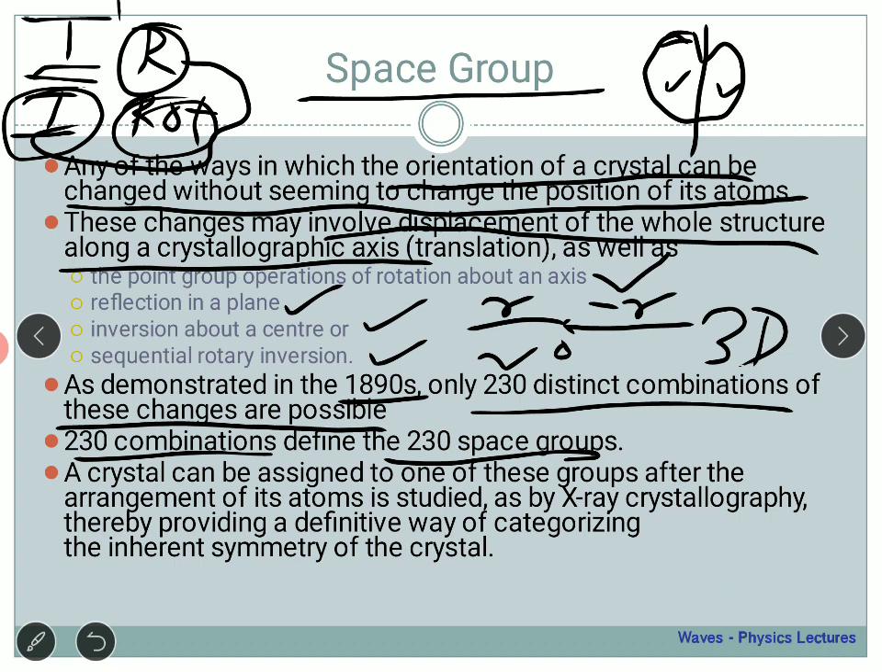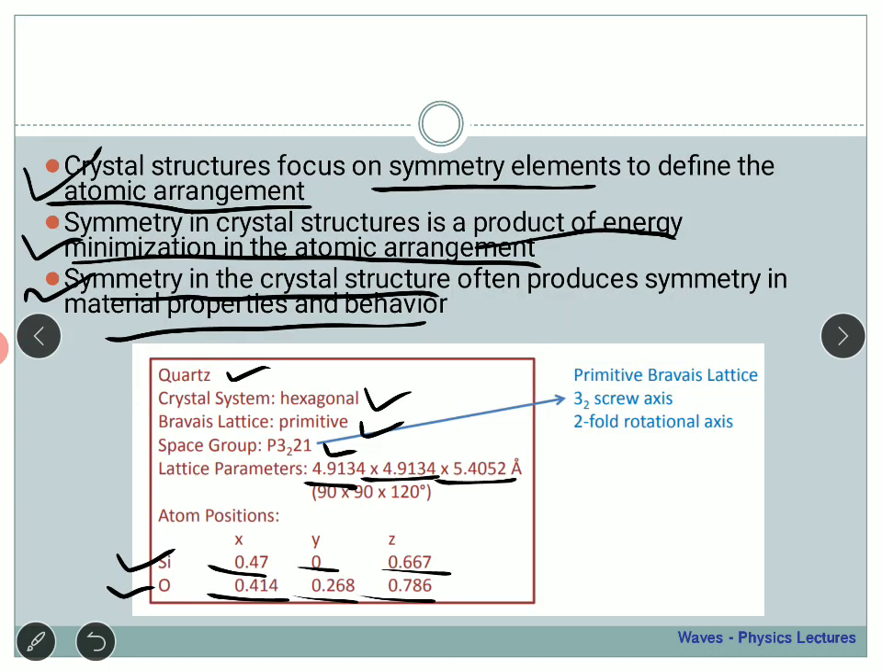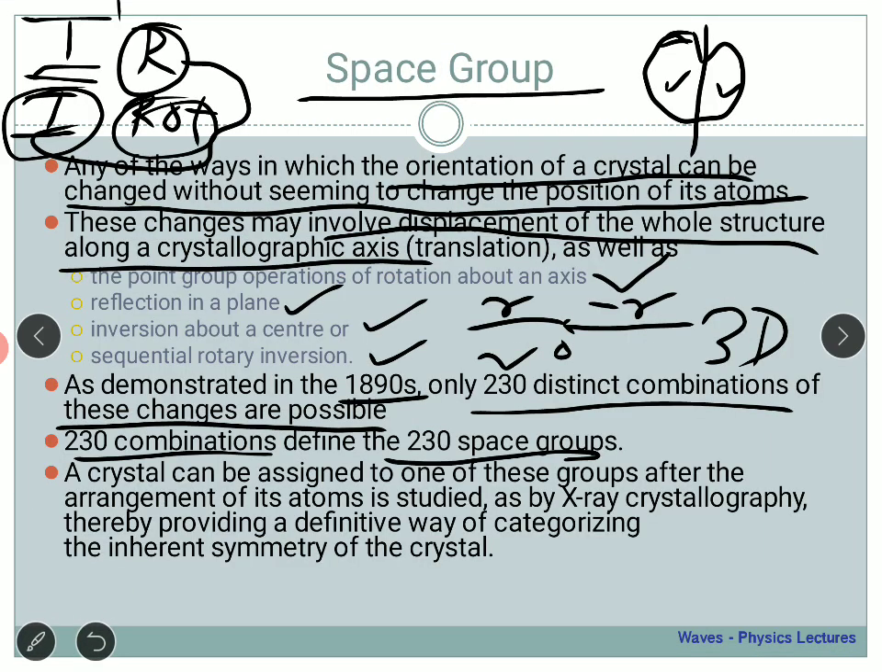A crystal can be assigned to one of these groups. If you consider something like a quartz crystal, how do you assign it? If you look into this quartz, this is the space group that we have, 2 3 2 1. This is one of the 230 space groups that we have.